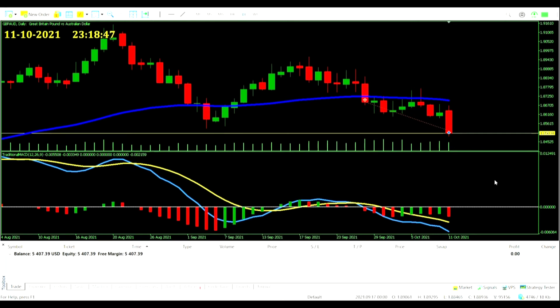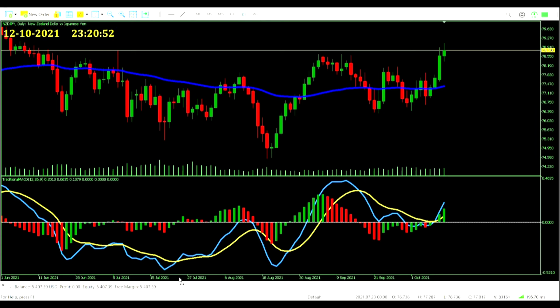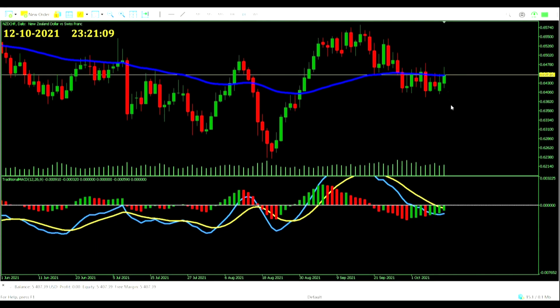See what's happening tomorrow. Day 32, no active trades for us. So let's see if there's any entry signals out there. Could see one on the New Zealand Swiss franc in the coming days. Price just about going to get above that average, and the MACD getting towards the zero line.